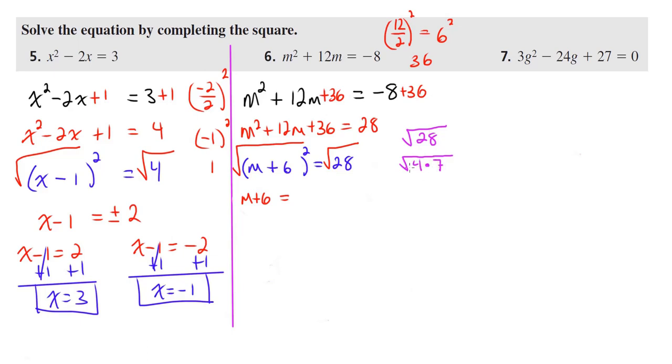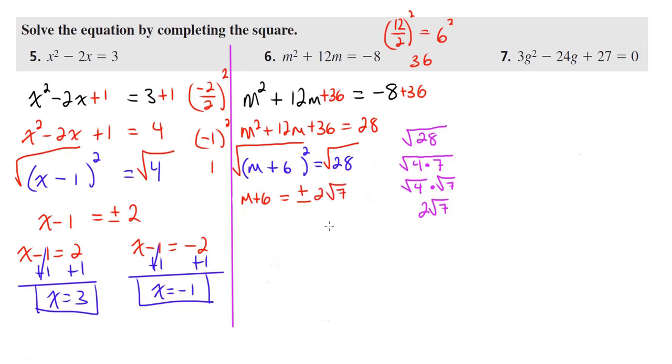Now why do I want to do that? Well, because 4 is a perfect square. The square root of 4 is 2. So now what I can do is take these and separate them into their own square roots. So the square root of 4 times the square root of 7, and the square root of 4 is 2. So this becomes 2 times the square root of 7, or just 2 radical 7. So this is what the square root of 28 simplified is, 2 radical 7. So we get the equation m plus 6 equals positive or negative 2 radical 7.